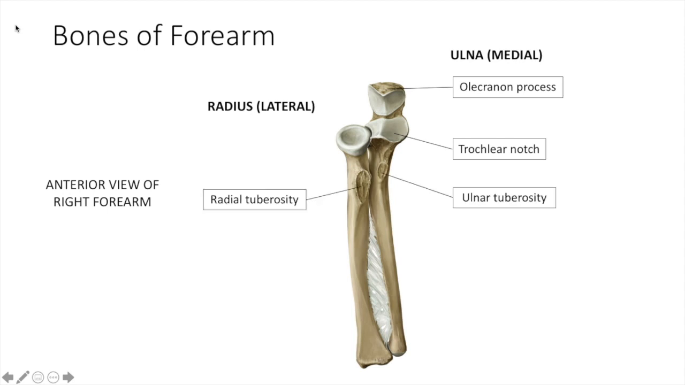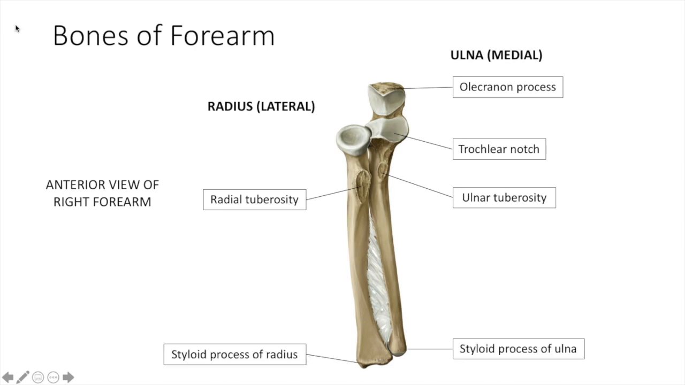And then here you can see the radial tuberosity and the ulnar tuberosity on the radius and ulna. And these are protrusions that muscles attach to. And then on the distal end, you can see the styloid processes of each of the radius and the ulna. And these are palpable bones that you might call your wrist bones.